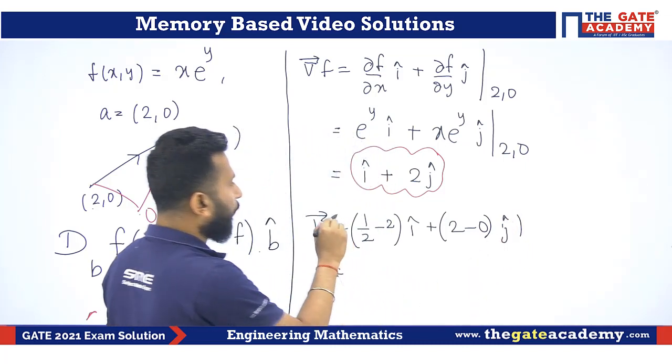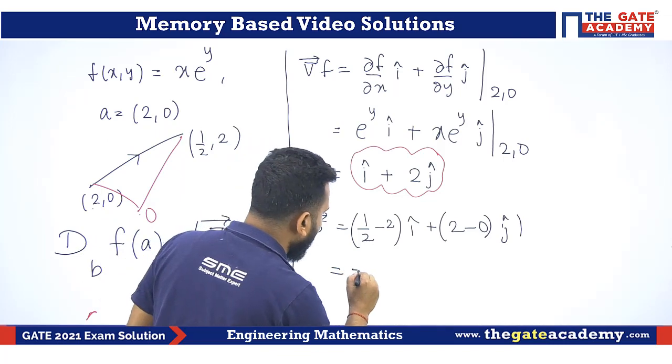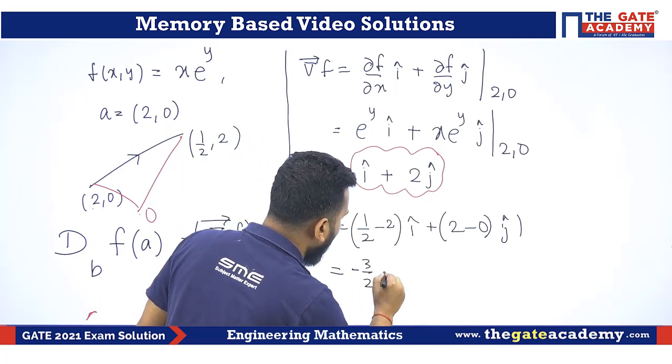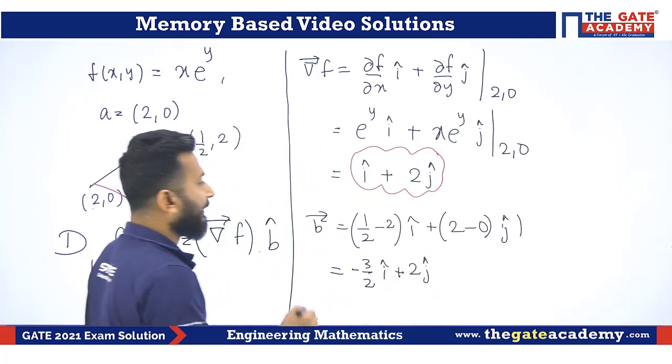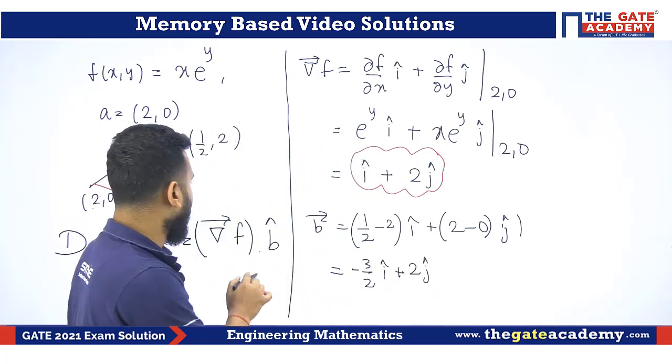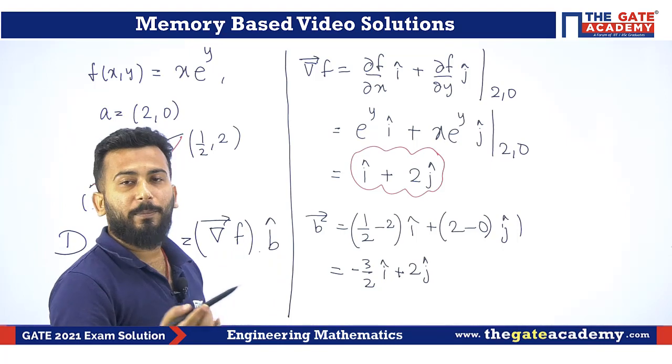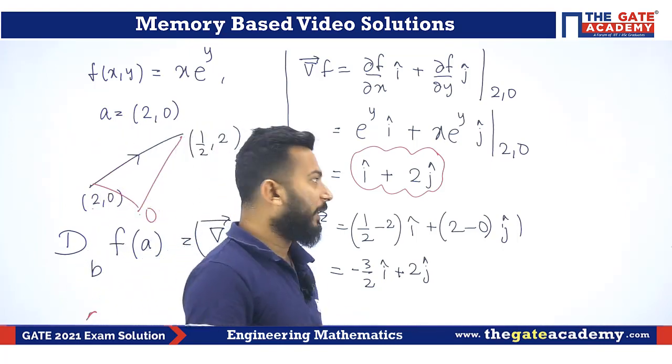It is coming out to be 1 minus 4 by 2. It is minus 3 by 2 I cap plus 2j cap. This is the B vector. Now, this is the B unit. You need to find its magnitude and convert it in the form of a unit vector.